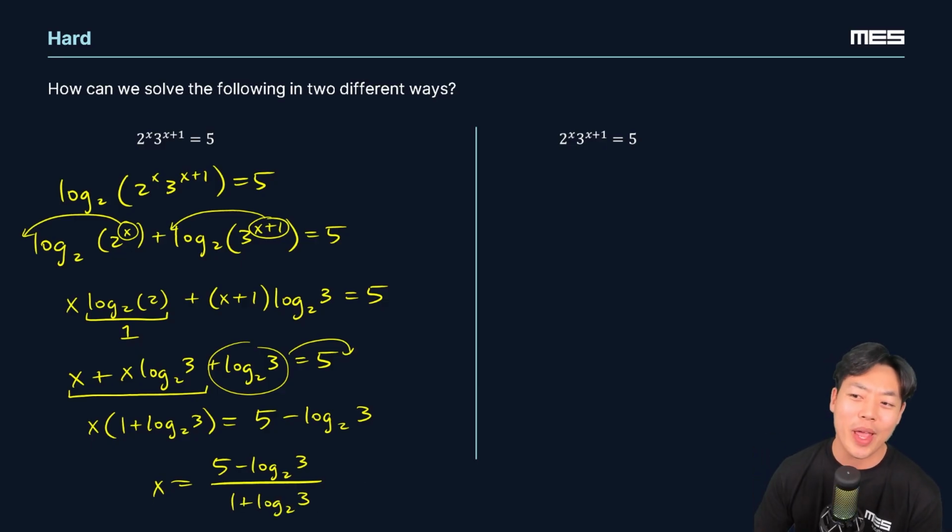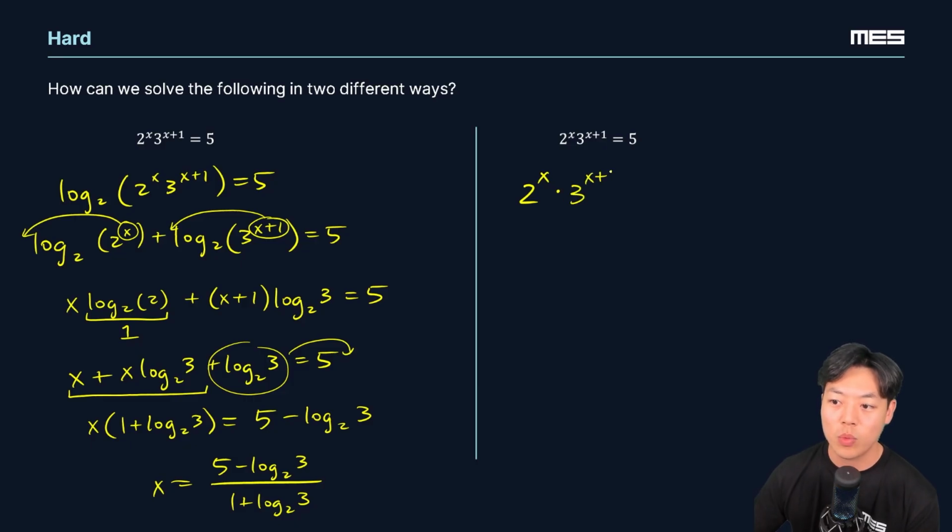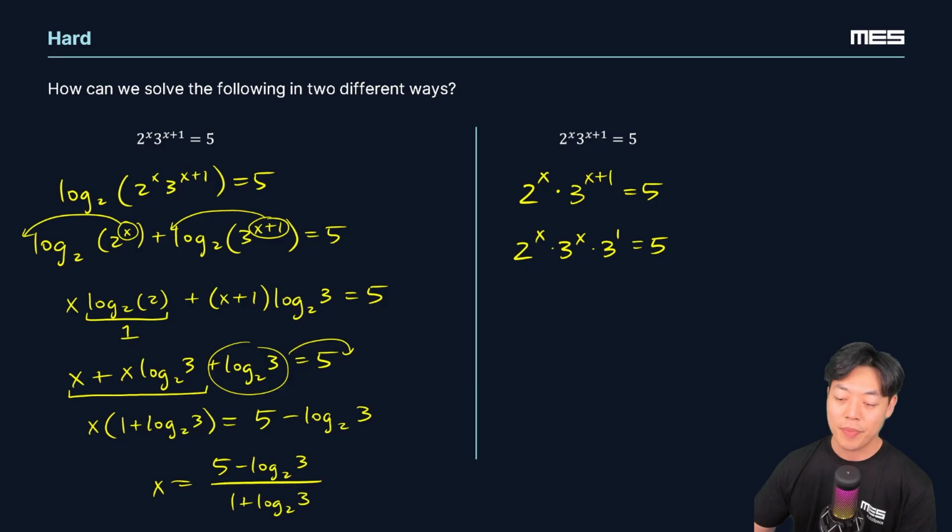Now, what's another way to solve for this? Well, let's check out 2 to the x times 3 to the x plus 1. We have 2 to the x times 3 to the x plus 1, and that's equal to 5. Well, 3 to the x plus 1 can be rewritten as 3 to the x times 3 to the first power, since we're using our exponential properties in reverse.